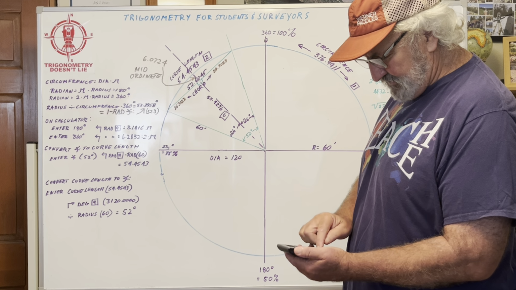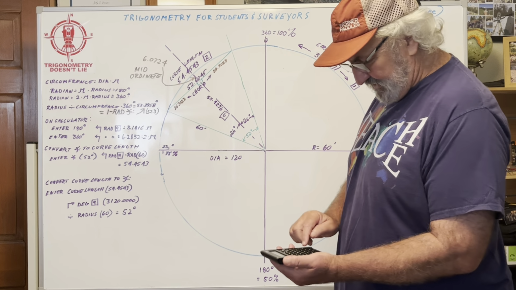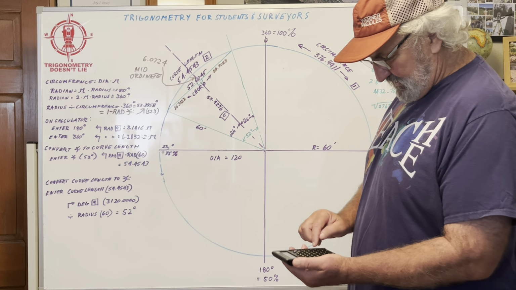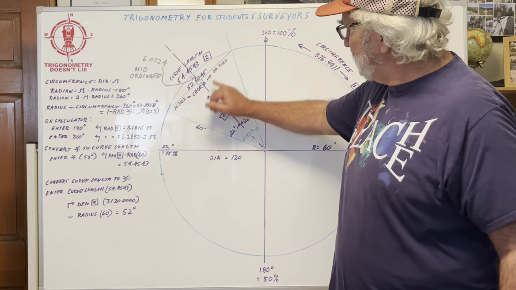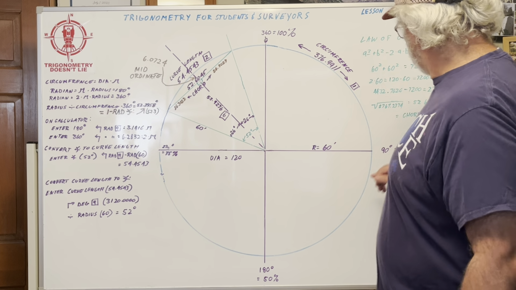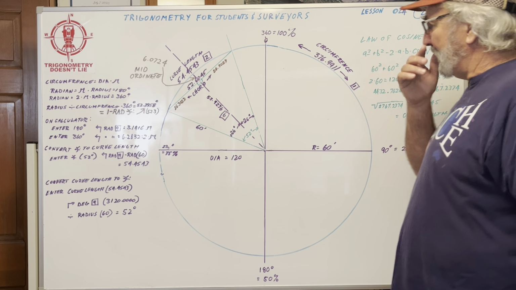Now you want the sine of that. It's 0.4384. Now you're going to multiply it times 60, and it's 26.3023. So you double that. Now you have your chord length, which is the same math that we have if we use the law of cosines.